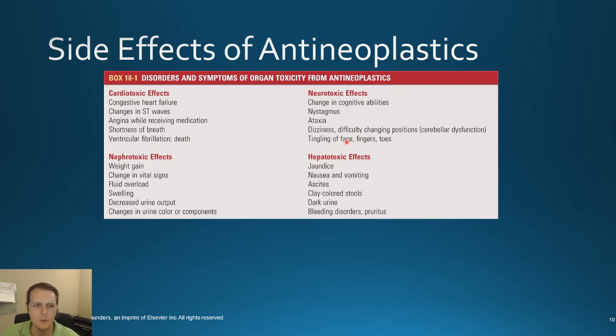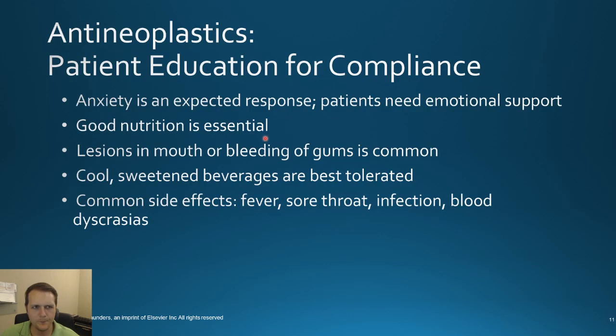So that's just one example, but certainly a lot of other problems can develop from the use of antineoplastics. And so what are some other things to note in terms of patient education, how to help them be compliant? Well, anxiety is going to be an expected response, right? So patients oftentimes not just need help from the people that diagnose them and treat them, but also things like mental health providers that can help to counsel them through the process. Patients are frequently racked with anxiety, with fear, and this is where these patients need a lot of emotional support.